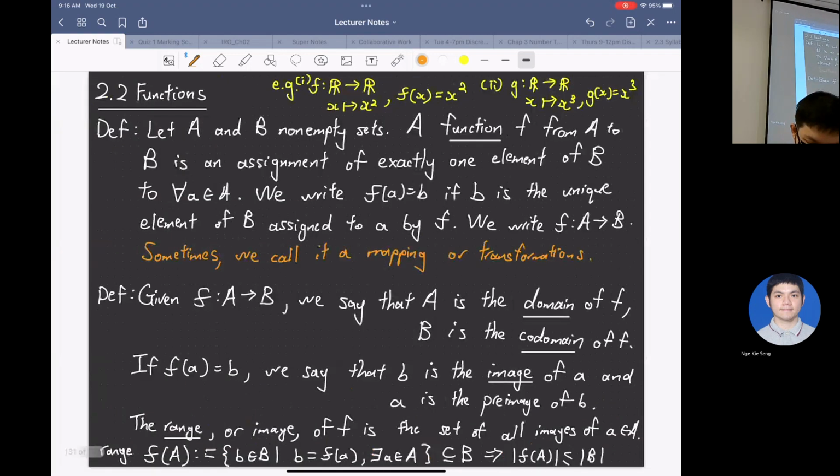So a remark here: instead of looking at the whole domain set, we can also look at a subset of the domain and then define a similar range for that subset. So we can take a smaller set here. That's fine.